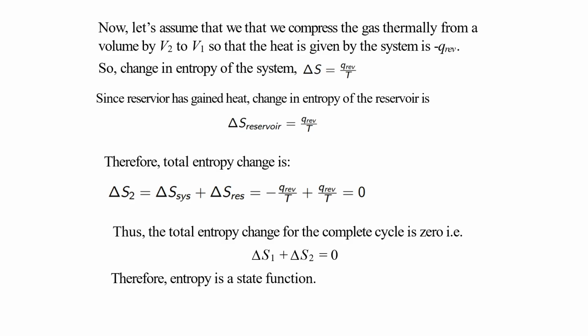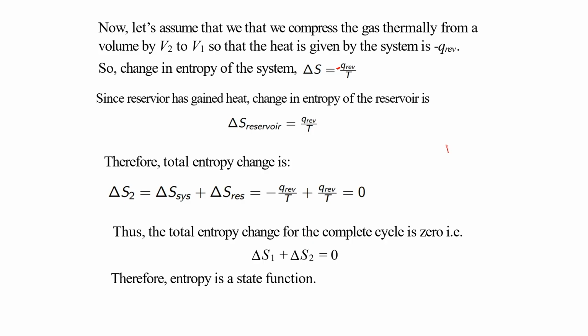Now let us assume that we compress the gas thermally from a volume V2 to V1, so that the heat given by the system is minus Q. So the system is now losing heat. The change in entropy of the system is minus Q reversible by T. Since the reservoir has gained heat, the change in entropy of the reservoir is this. So now the reservoir is gaining heat. Again, total entropy change is 0. So the total entropy change for the complete cycle is 0.